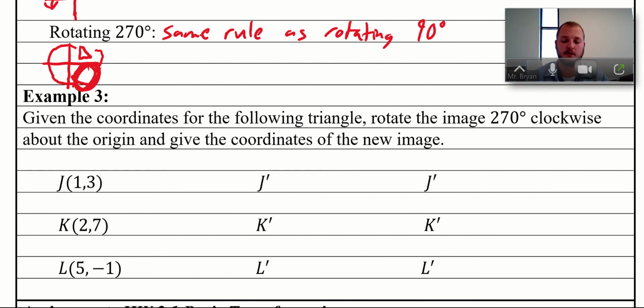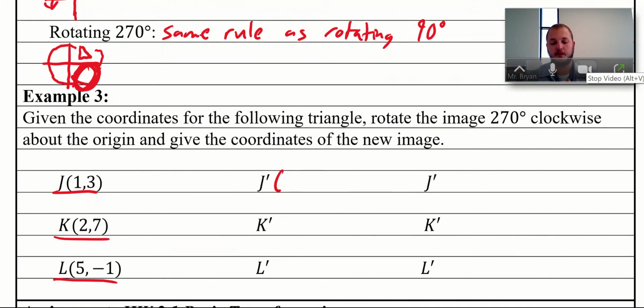Okay, so first one here. If I'm doing 270 degrees clockwise, first thing I'm going to do, and luckily these are all written down for me, so make sure that you have these written down. J is at (1, 3), K is at (2, 7), and then L is at (5, -1).